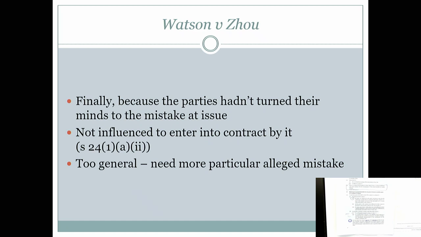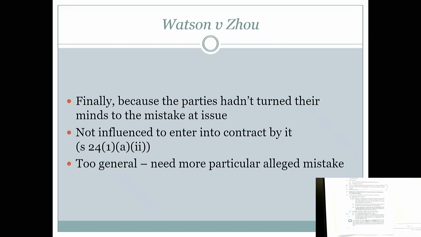The alleged mistake, as pleaded, was far too broad. You need to show that there was a particular defect in the property, that both parties, well, for 241A2, that both parties had thought about and had got wrong, they were mistaken about it, and therefore they were influenced to enter into their decision in order to try and argue qualifying mistake.